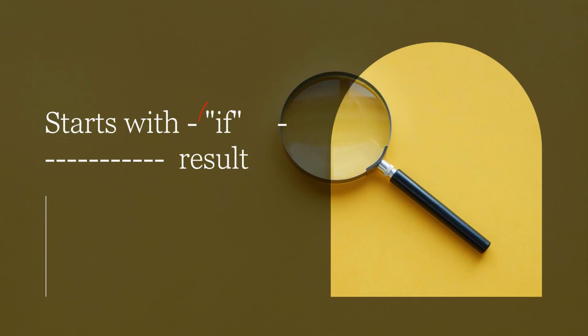First thing to keep in mind is it starts with if and it is followed by a result. If you complete your homework on time, you can go to the park. So completing the homework is a condition and going to the park is the result.